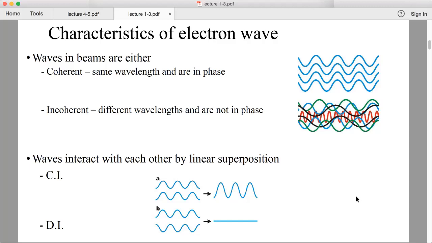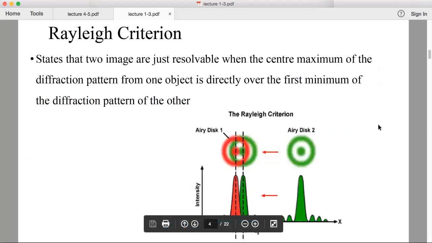And we always talk about linear superposition, constructive and destructive interference, because these are waves, and when two waves interact with each other, what happens? They either interfere constructively or they interfere destructively. So these two basic properties I think you are all familiar with. So I'll move on to the next slide.